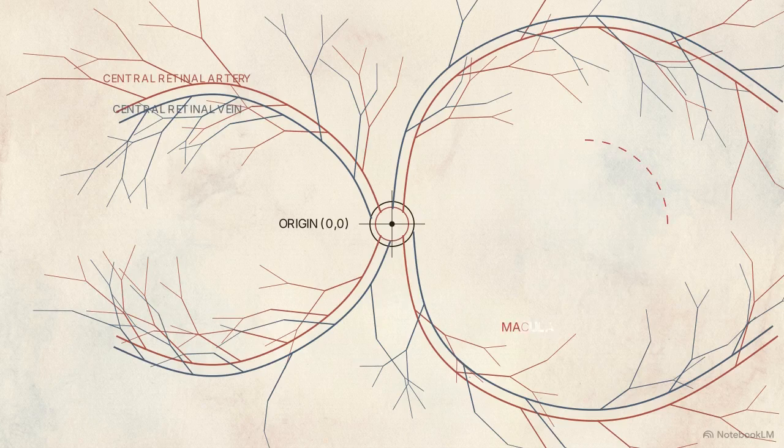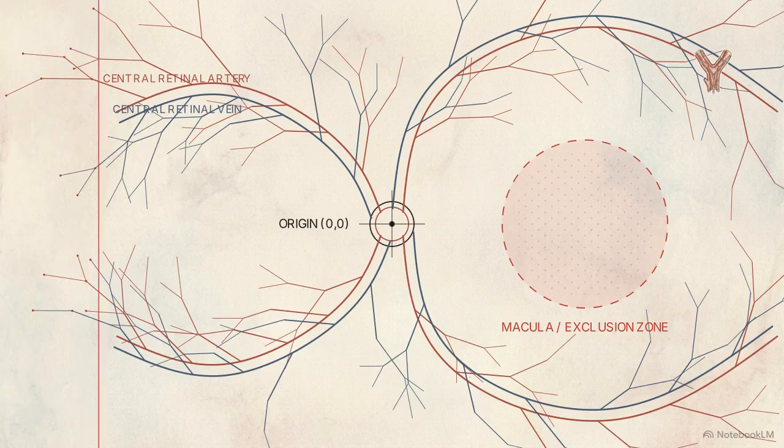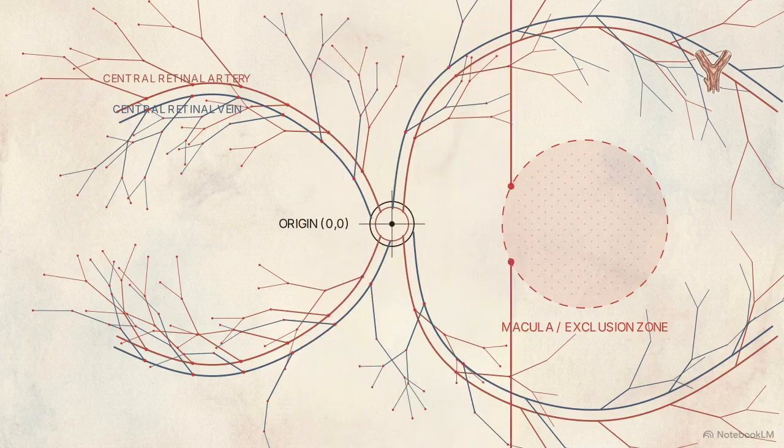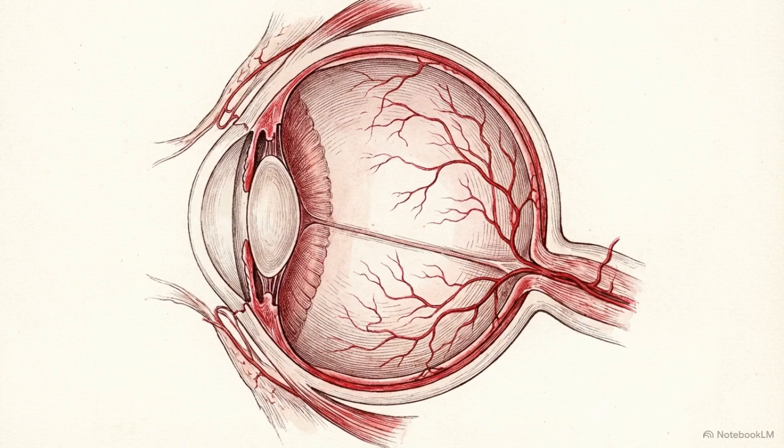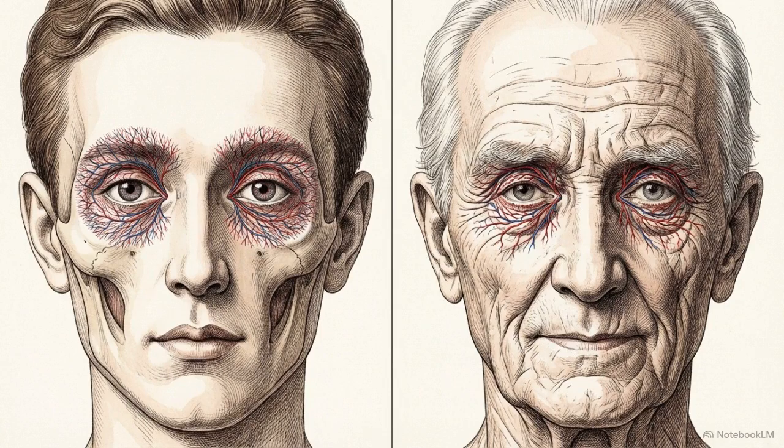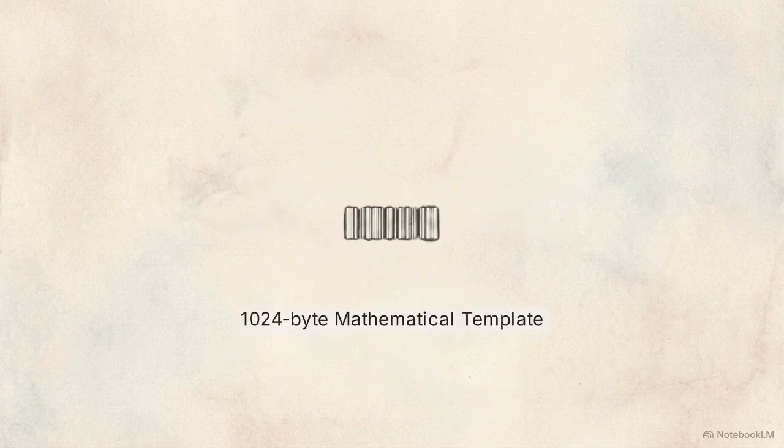Near the center lies the fovea and macula, an avascular zone densely packed with cone photoreceptors for high-acuity vision. Any biometric mapping system must navigate precisely around this empty void. This intricate network of vessels is established entirely during fetal development. Under healthy biological conditions, the geometric structure remains strictly stable for a human's entire lifespan. Engineering this system requires translating a buried, microscopic biological pattern into a highly compressed 1024-byte mathematical template.